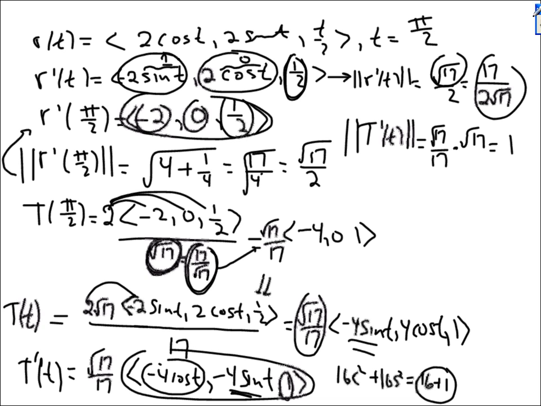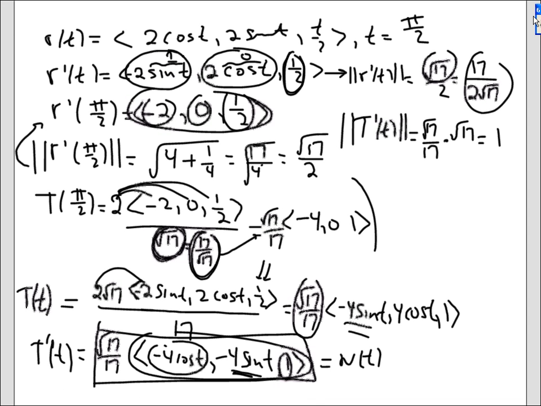Okay, so that tells me that T prime is N. Because N of t happens to be T prime, which is this mess, divided by the length of T prime, which is 1. Don't have to divide by 1. So that's N of t.